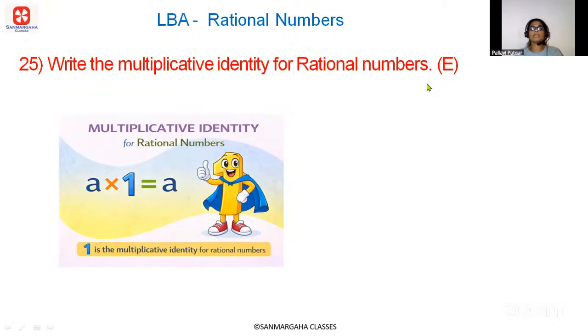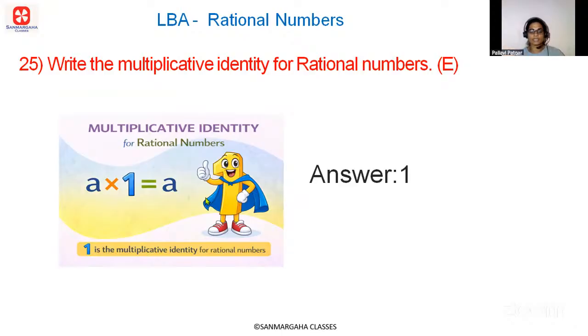So here the multiplicative identity for rational numbers is 1. The multiplicative identity is a number that when you multiply it by any other number, results in the same number. This property shows here a into 1 is equal to a. So for any rational number a, when you multiply it by 1, the value remains unchanged.